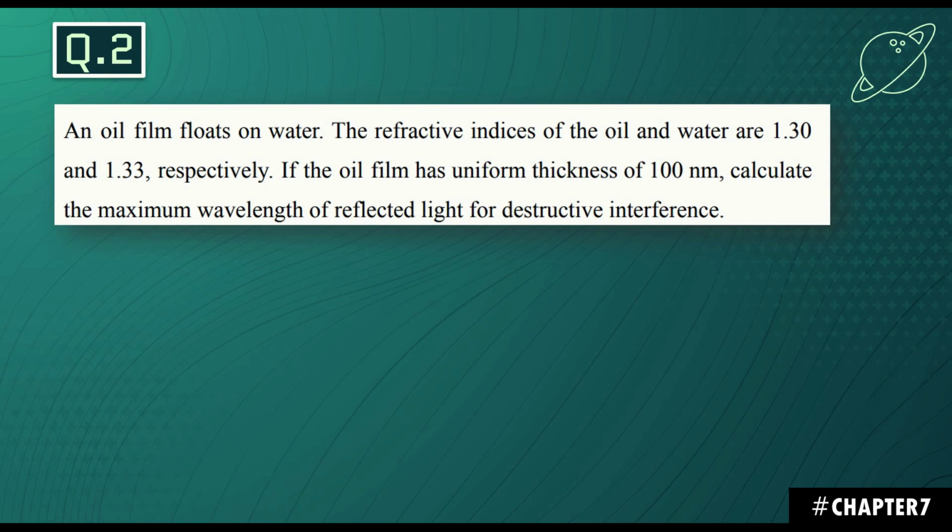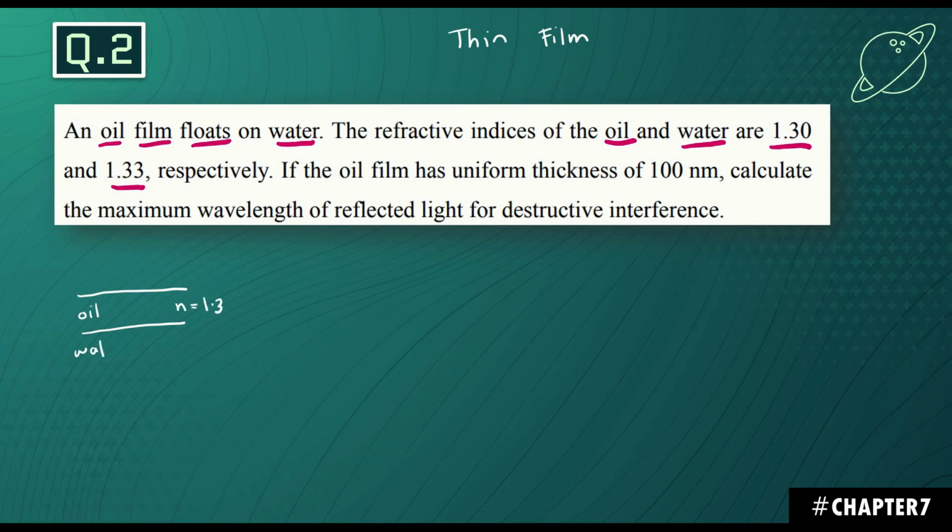The second question is related to thin film, the second case for interference. Looking at the question, we have an oil film floating on water. The refractive indices of the oil and the water are 1.3 and 1.33. The middle layer is our oil, so n is equal to 1.3, and underneath we have water, n equal to 1.33, and up here we have n equal to 1. So this is for air.